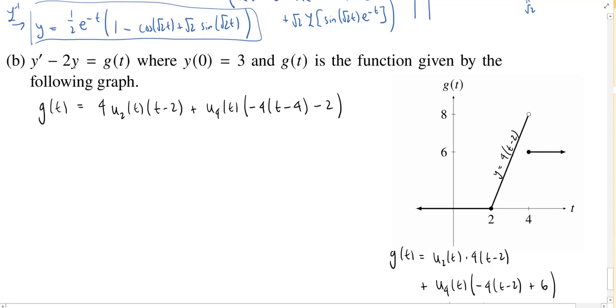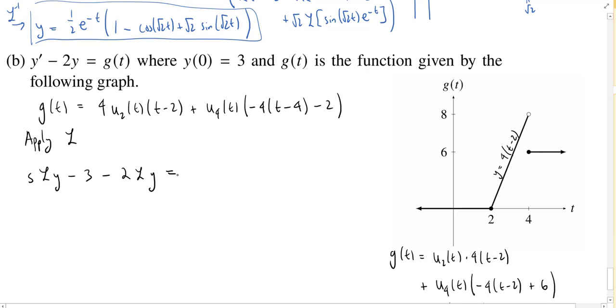Now we actually know what the forcing function is, and so we can apply the Laplace transform. When I apply it to the left-hand side, I'm going to get s times the Laplace transform of y minus y of 0, and y of 0 is 3, minus 2 times the Laplace transform of y.